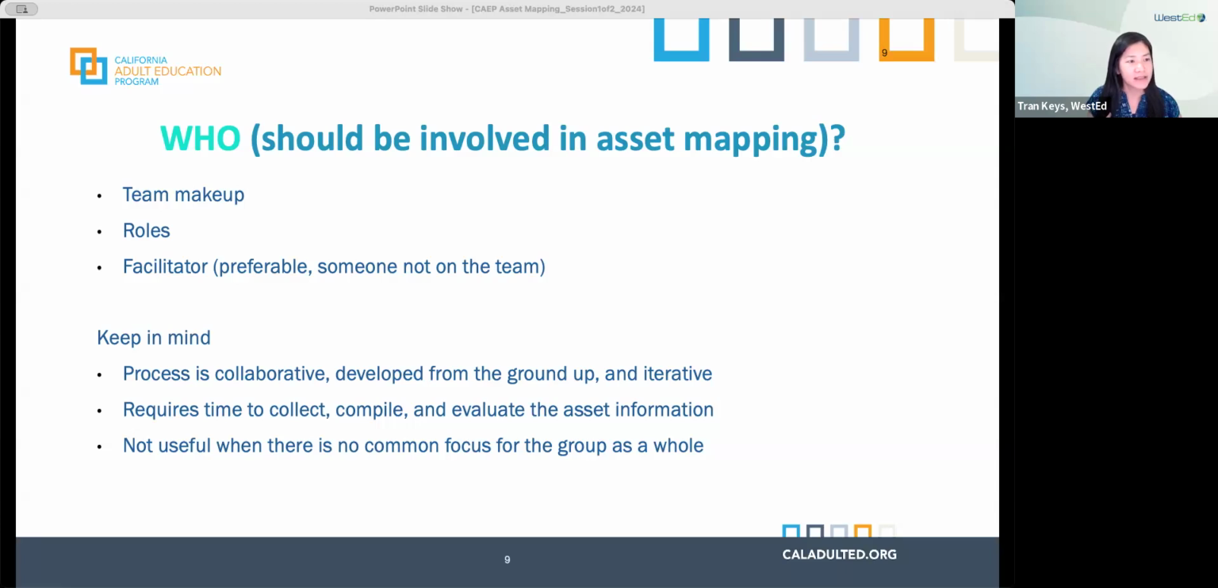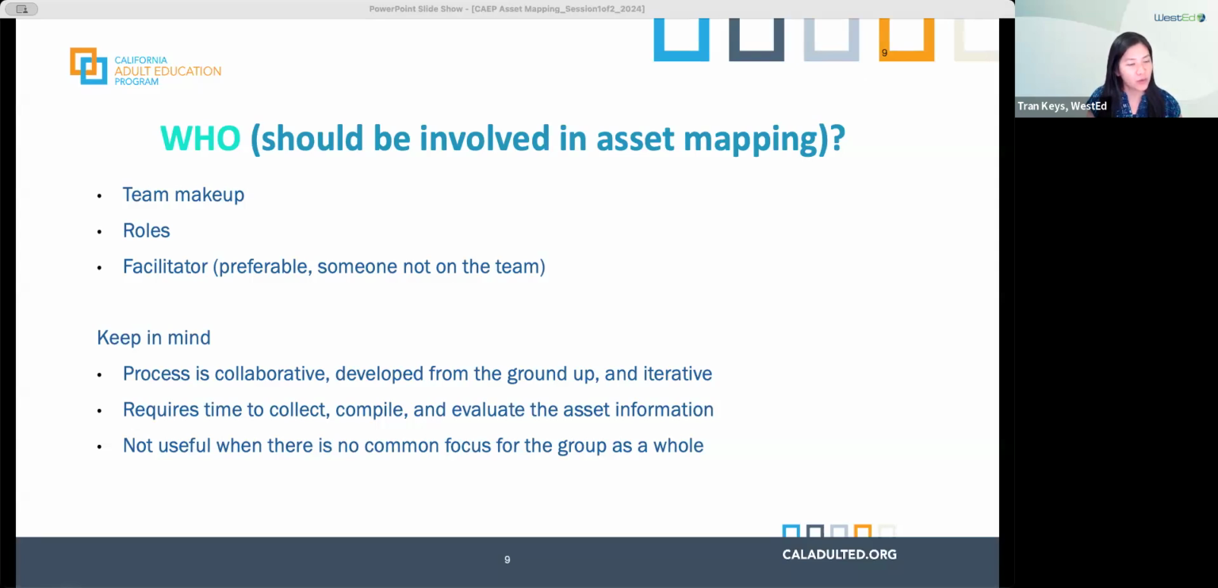All I say is, if you're asset mapping on a particular topic, don't have someone who has an interest in it also be the facilitator. You want that person to have a role as a team person as well, okay? So just keep in mind, the process is very collaborative. I see that Lisa mentioned that already. Lisa, you're ahead of us. Totally collaborative. It's developed from the ground up. It's very iterative. You do one version, but you're going to change it up, right? It requires time. I'll be honest with you. We're giving you kind of an hour overview, a little bit less, but it requires time to collect, compile, and evaluate all the information you're collecting. Very doable, okay? And it's not useful when there's no common focus of the group. So you have to establish some of these things first, which we'll bring up.